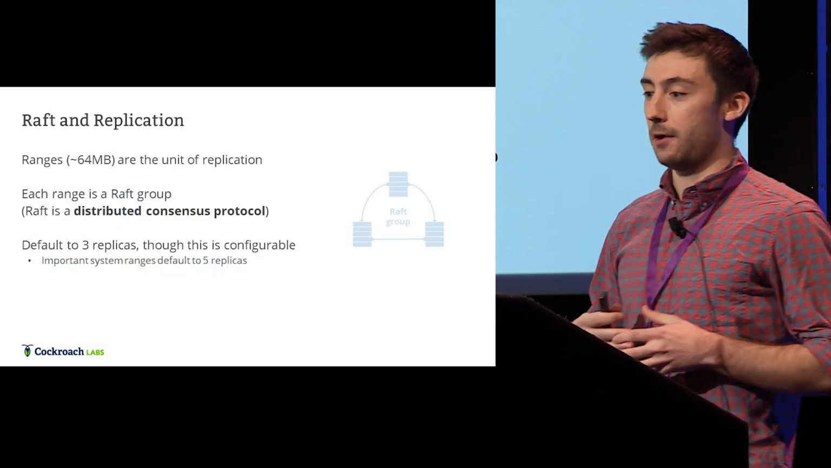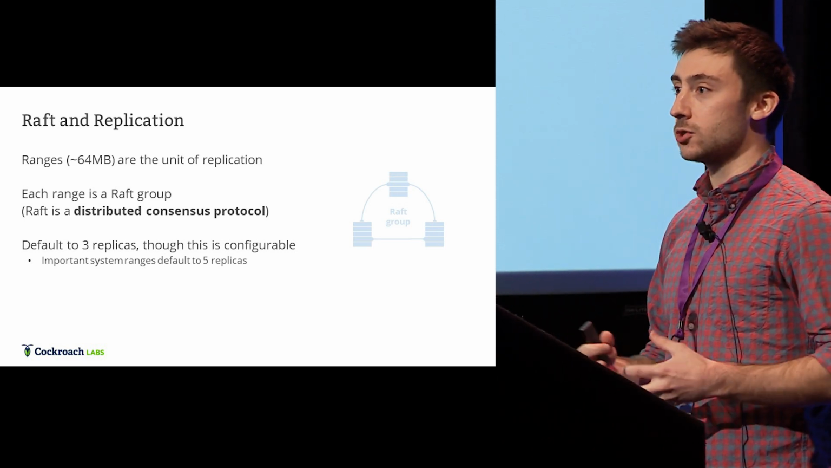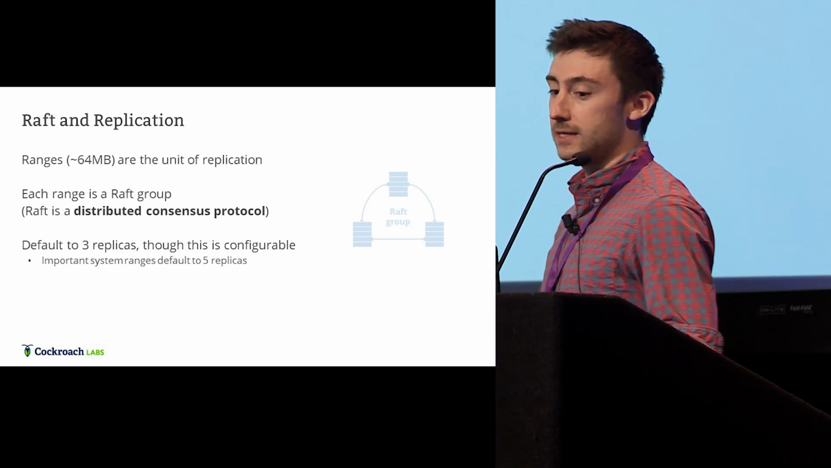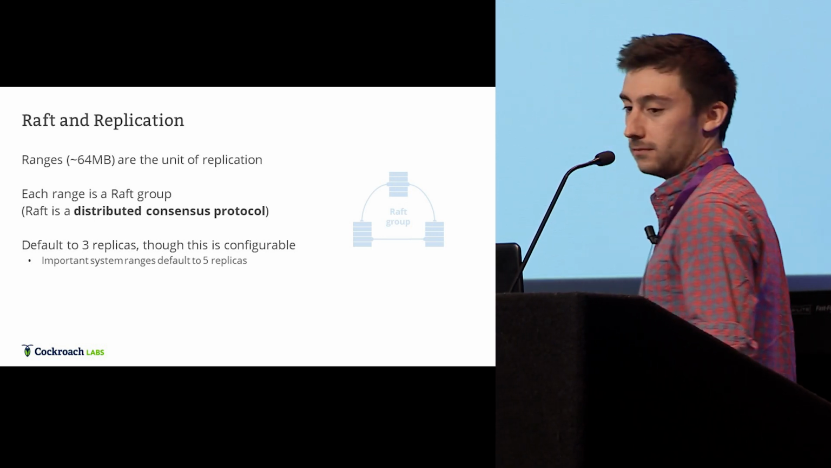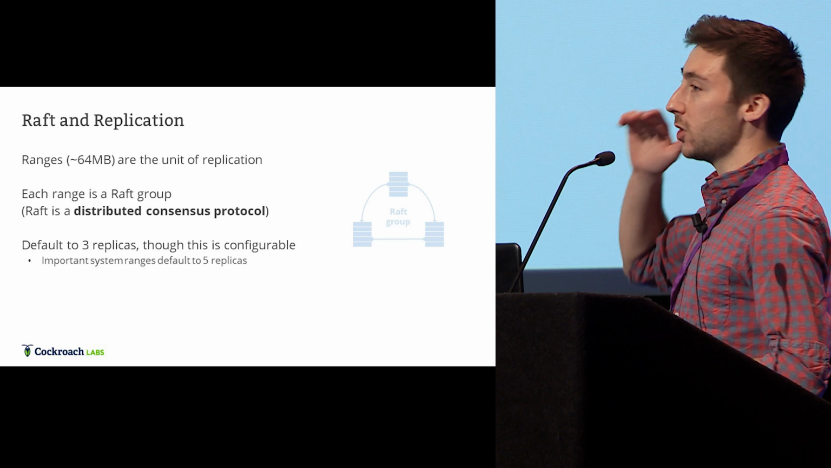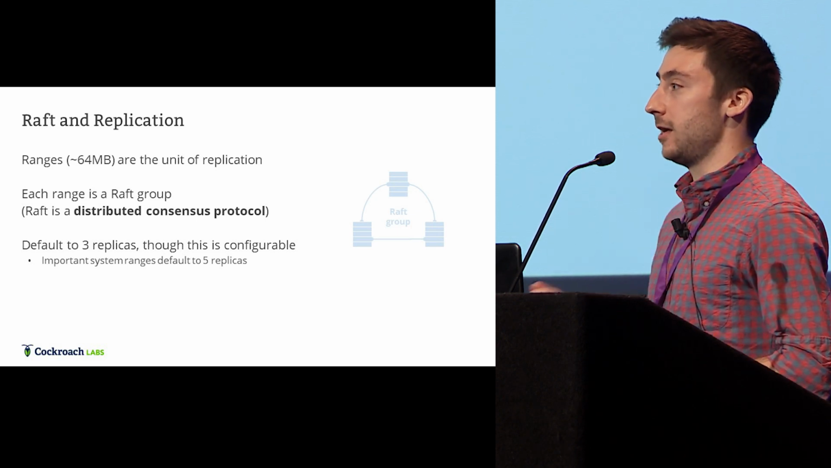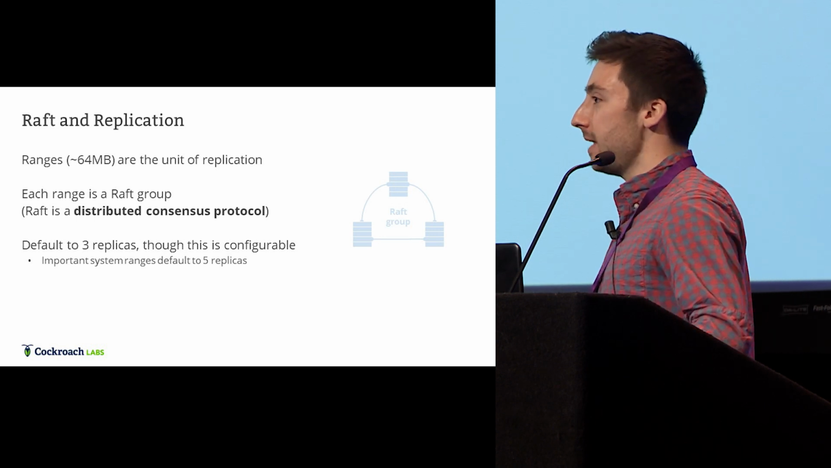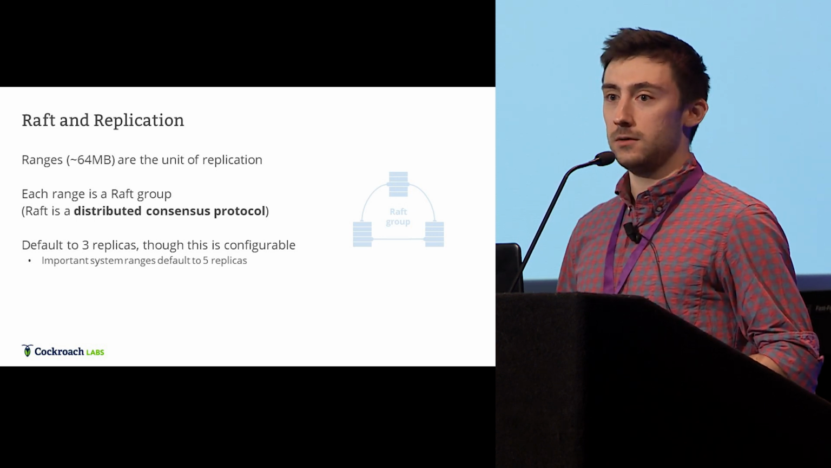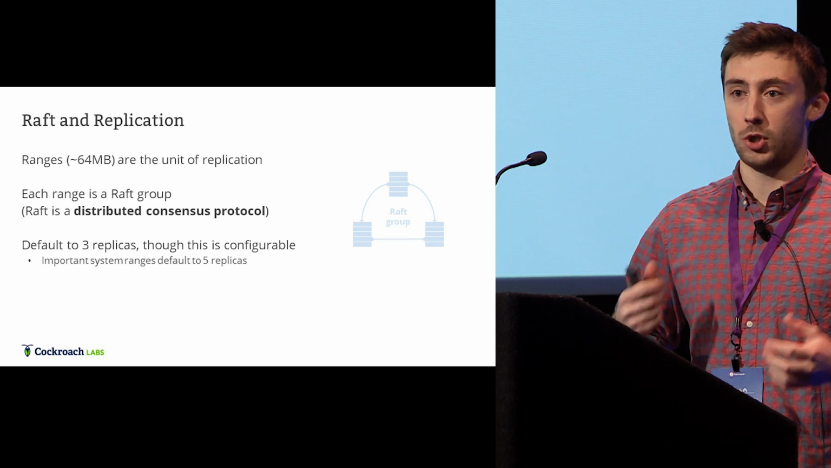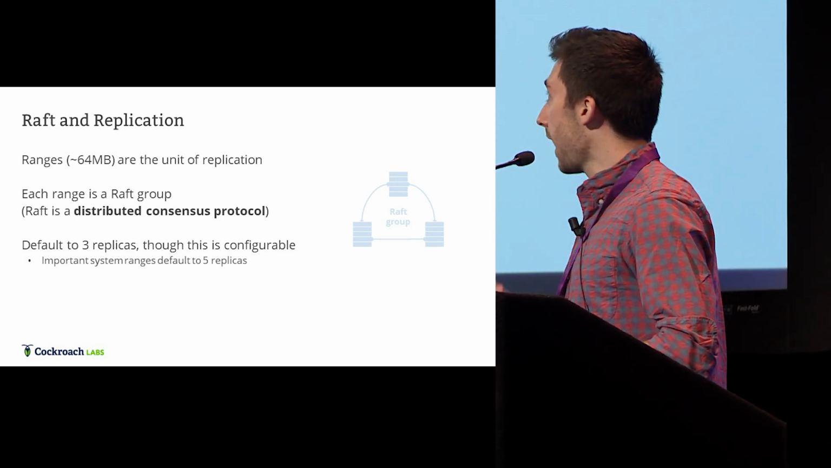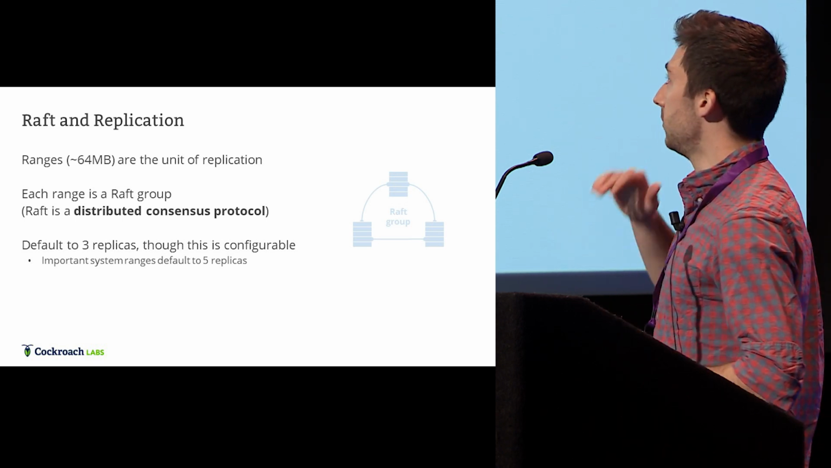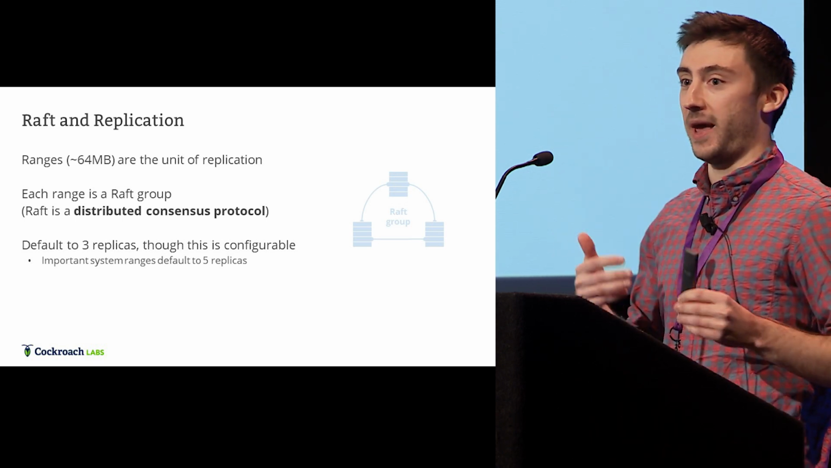So now that we've talked about how data is organized within this key value store, we can now talk about how reads and writes access the data. To do this, we're going to need to switch gears and start talking about replication. For those unfamiliar, replication means keeping multiple copies of the same piece of data in sync across machines. CockroachDB uses Raft for replication. Raft is a distributed consensus protocol that's similar to Paxos.